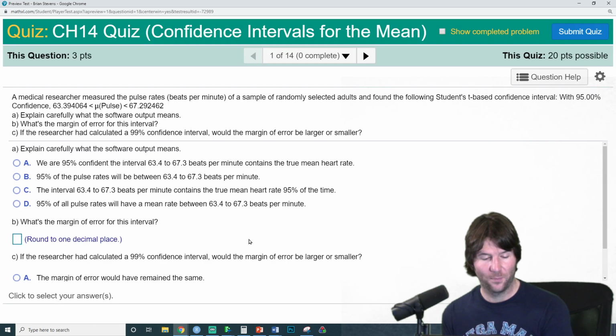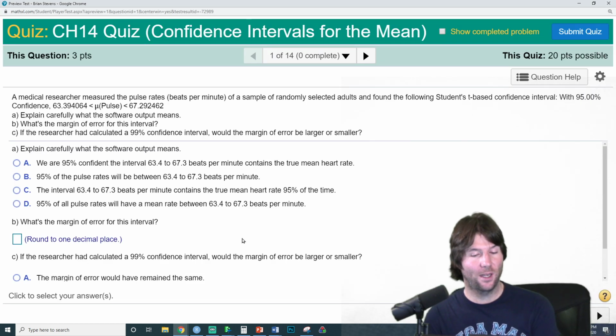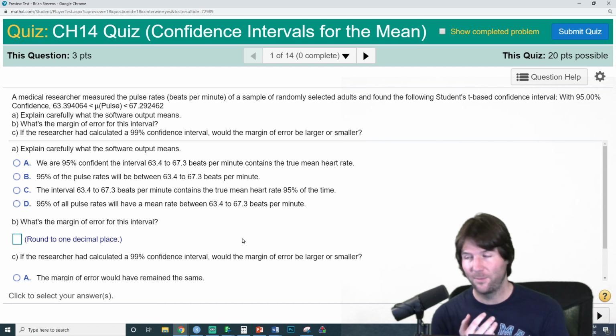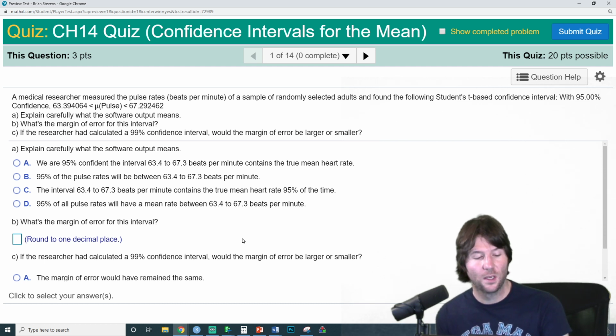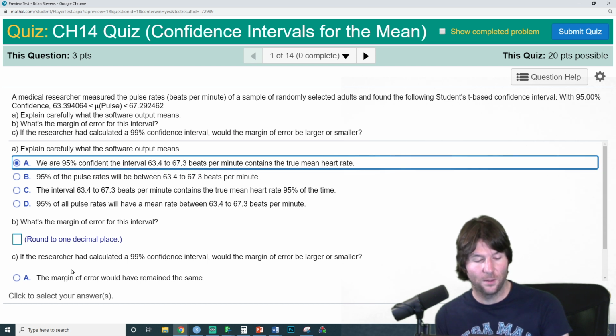So let's go check that out. I am 95% confident that the true mean pulse rate of adults is contained in the interval blank to blank. So the only one that looks like that is we are 95% confident the interval blank to blank contains the true mean heart rate. I wish it said of adults. This is good.